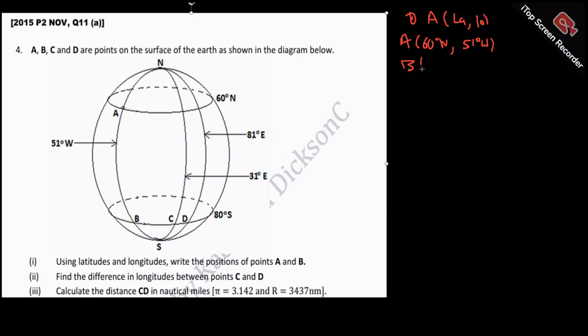What about B? The same thing. What is the latitude passing through point B? It is 8 degrees, now it is south. South, you're cool. What about the longitude? Still, it is 51 degrees west. You are done. You move on to the next one.